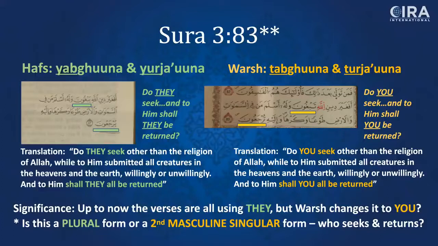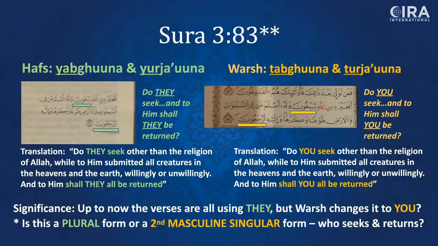The one on the right side, Warsh, next to that Allah word in red, تبغون, تبغون. And now it's you seek. One is third person, the other one is second person. Right. Now, the word at the bottom on Hafs, the one on the left side, يرجعون, يرجعون. And the one on the right, ترجعون, ترجعون. Again, third person versus second person.